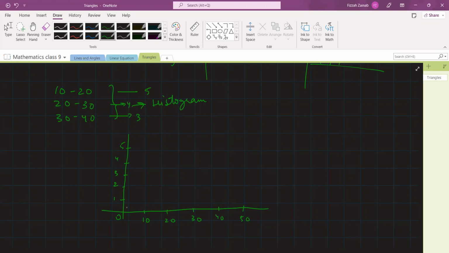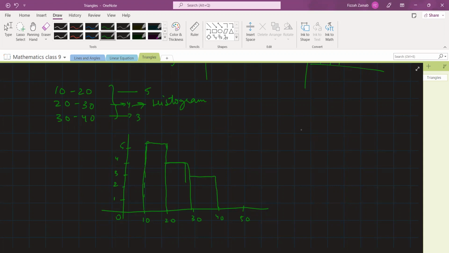So 10 to 20, the frequency is 5, right? So we make a bar like this. Next is 20 to 30, frequency is 4. So the next bar will be like this. So in this case, as you can see, there is no gap between the bars. Is that clear? 30 to 40, frequency is 3. So histogram will look like this. Is that understood? Yes, ma'am. Okay.